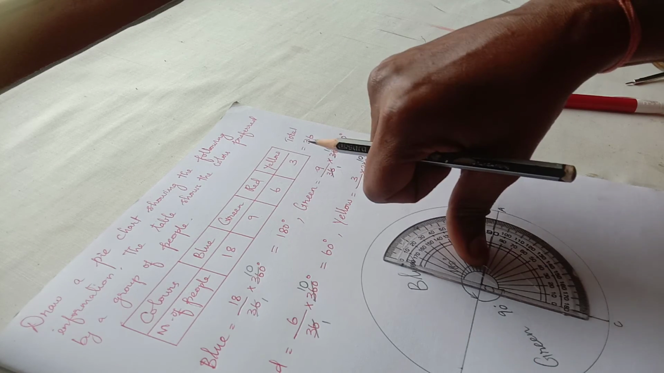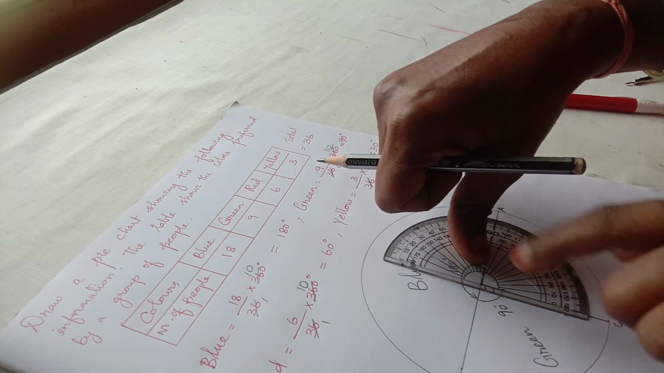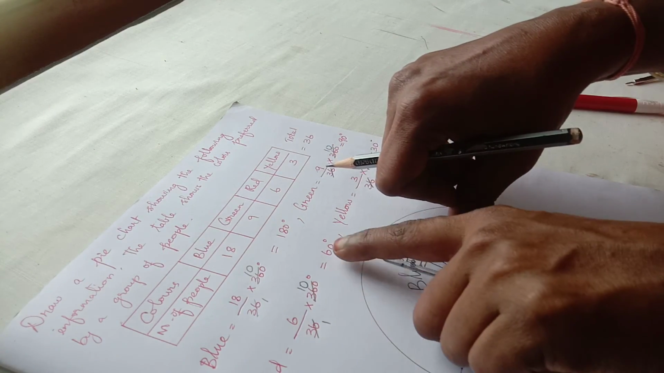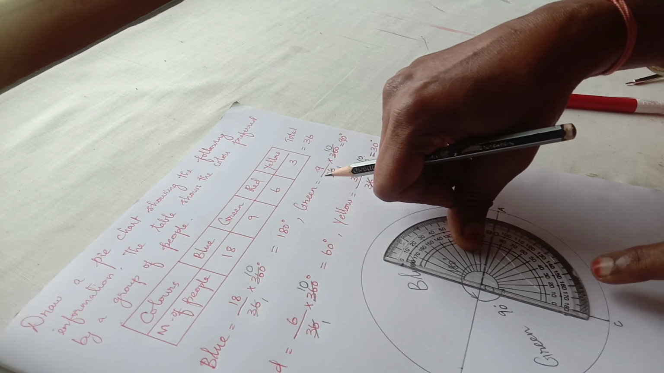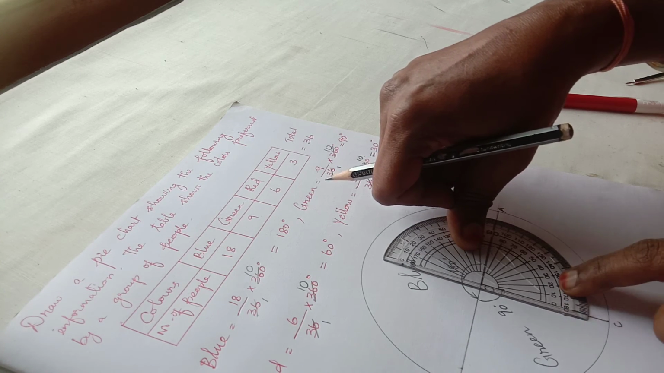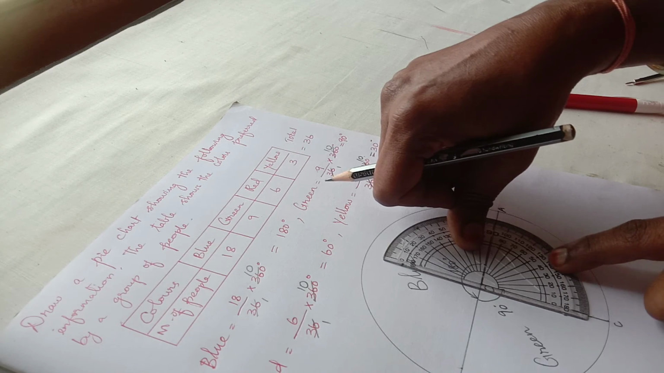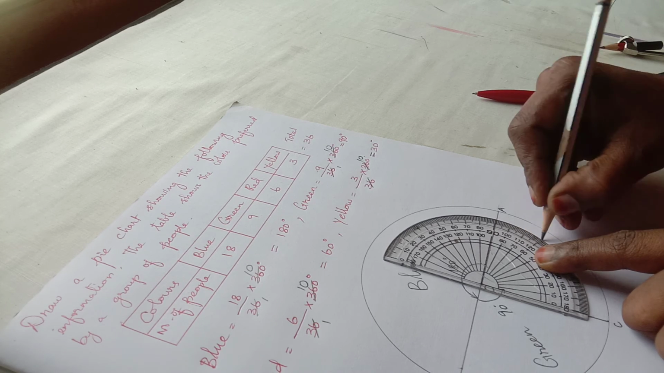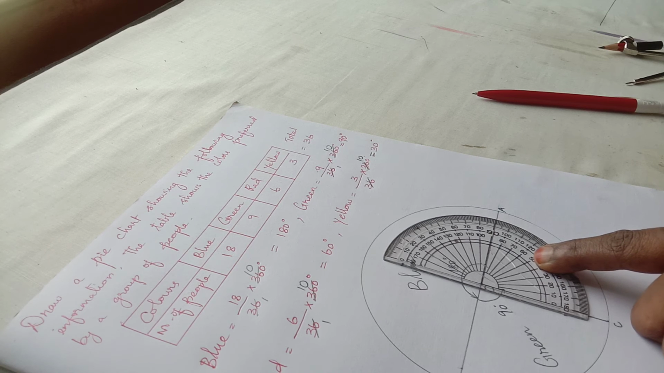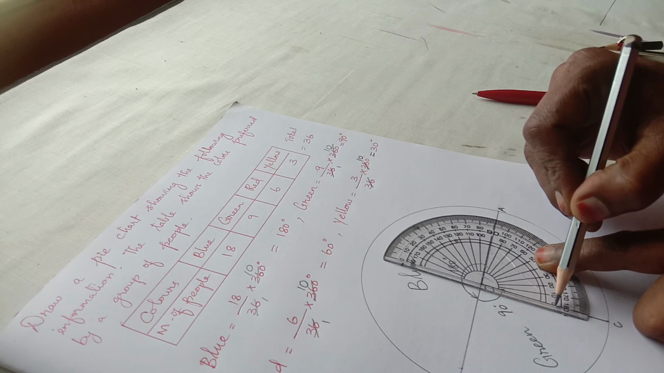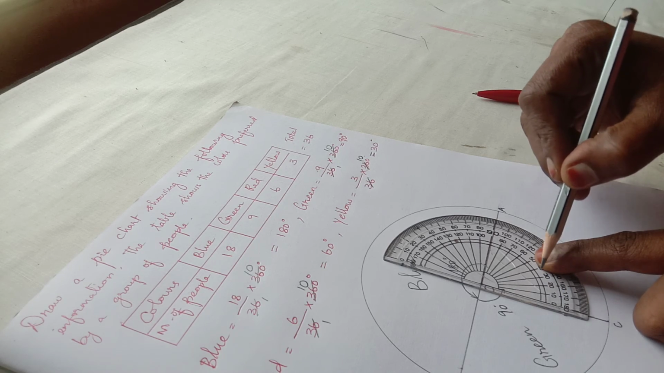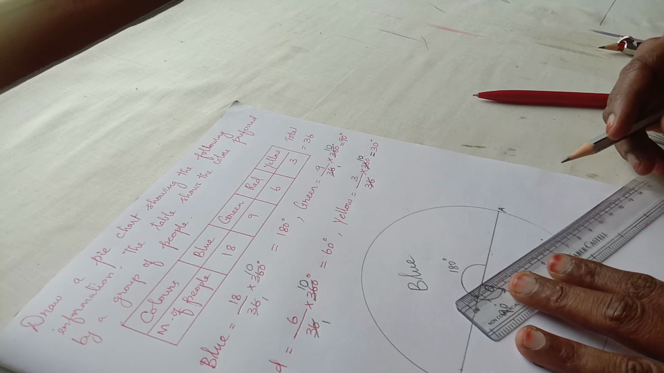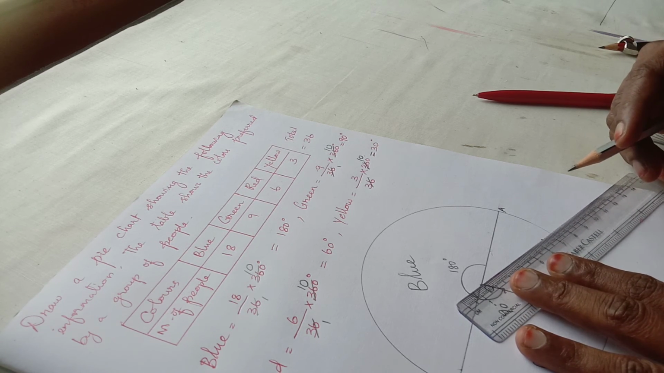Then we'll start from this 0, moving like this in a circle. How much should we construct? 60 degrees, red color. So 0, 10, 20, 30, 40, 50, 60, using the inner scale. Over that you keep a point and join from O to this point.